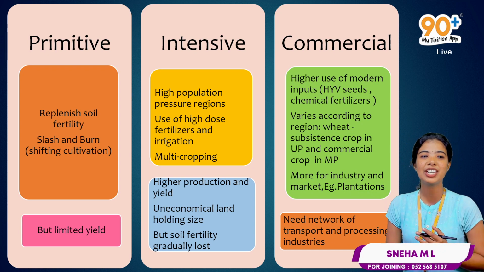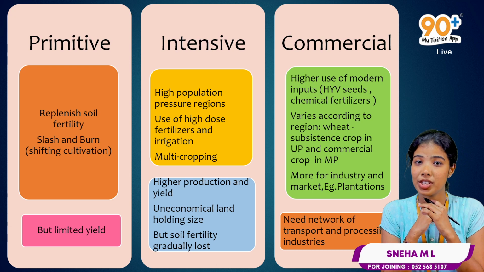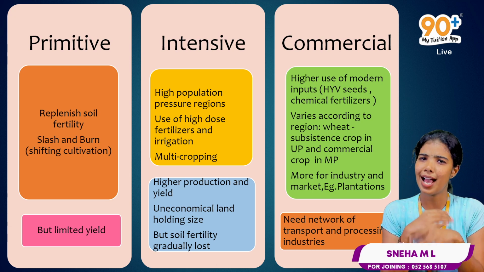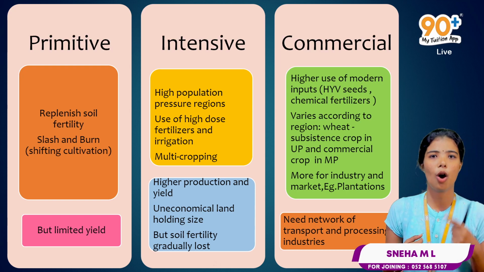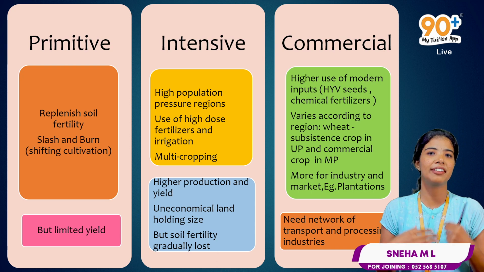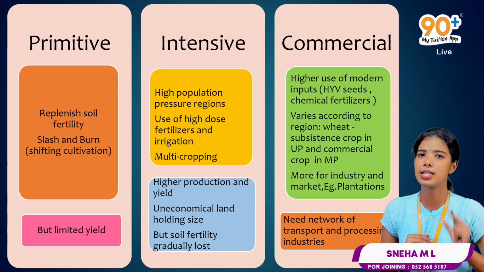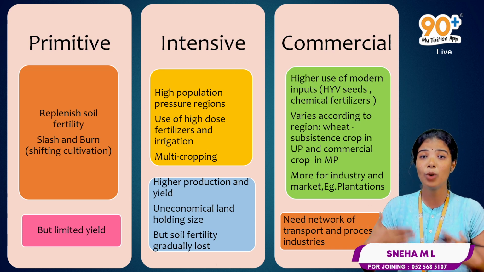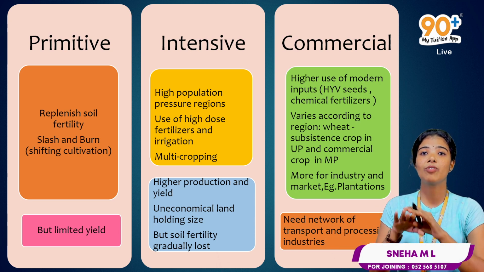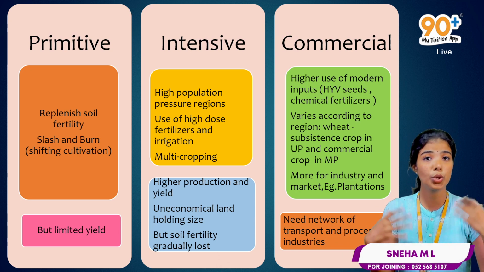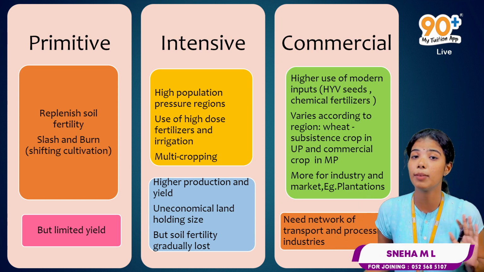The three major types of farming are primitive, intensive and commercial farming. So, what are the major features of these? Primitive farming, as you're well aware, is also known as shifting cultivation or slash and burn culture, as well as jhum cultivation. So how does it affect the soil? It replenishes the soil fertility, but still it can only provide a limited yield. Why? Because to allow the soil to regain its fertility, we have to shift from one land to another, leaving the land without cultivation. So you can only get a limited yield because you are depending upon the natural fertility of a particular land.